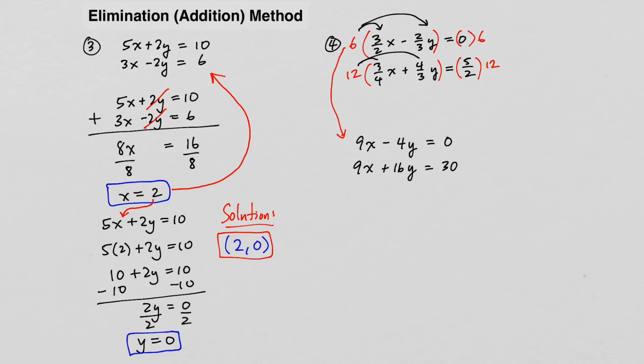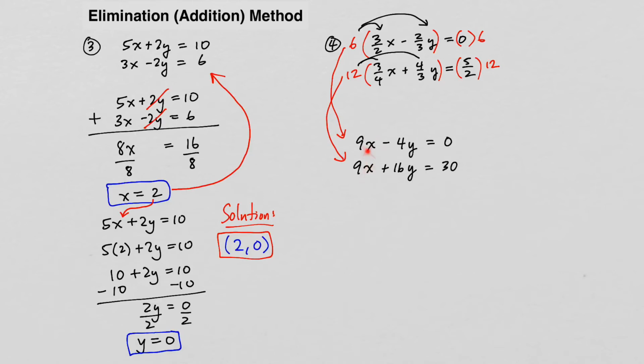Now what you should notice here in this system is that the x's are lined up, the y's are lined up, and the numbers are lined up. However, we don't have opposite signs in front of those same coefficients. What I mean is we have a 9x and a 9x. But if you add those together, you don't get 0. You get 18x.